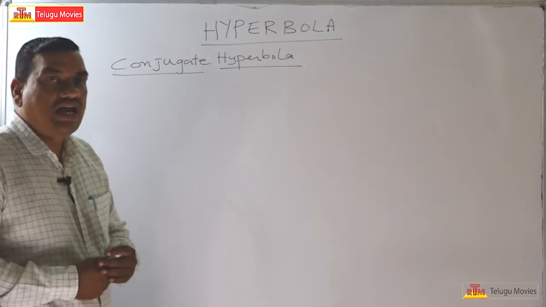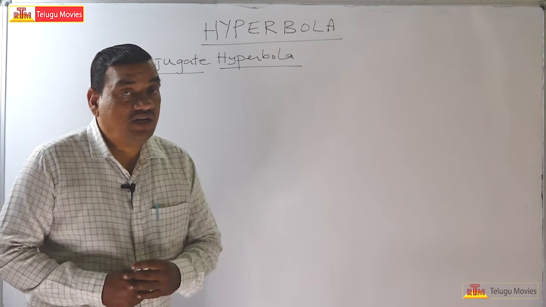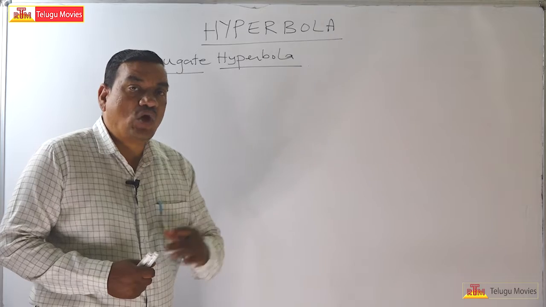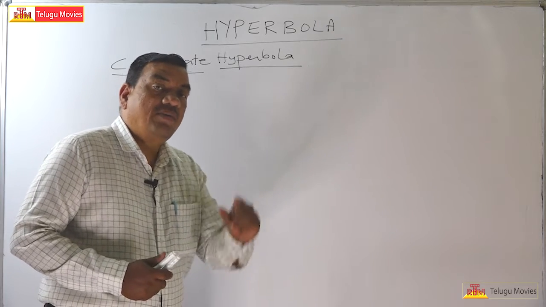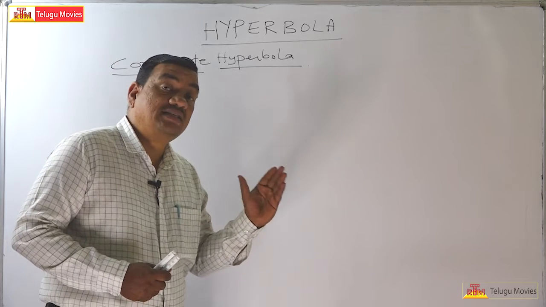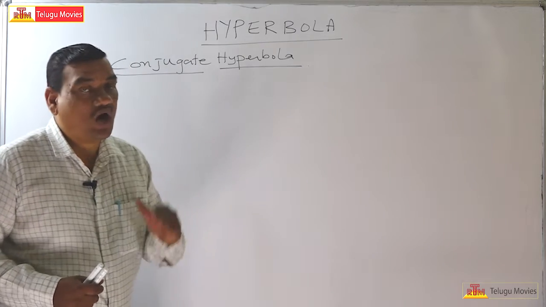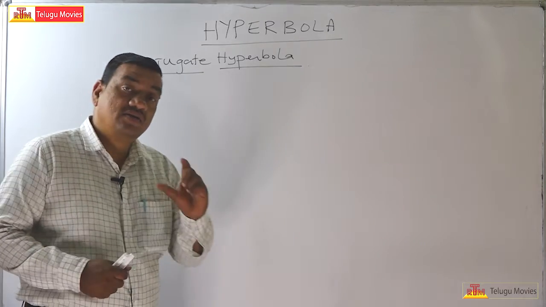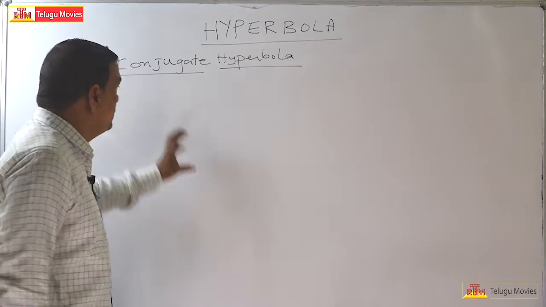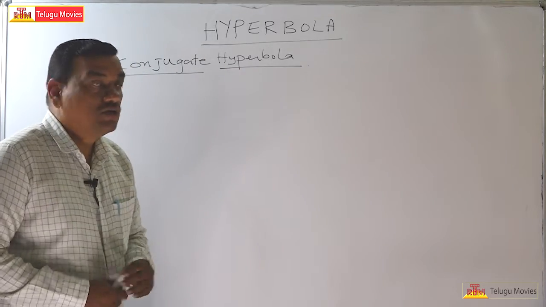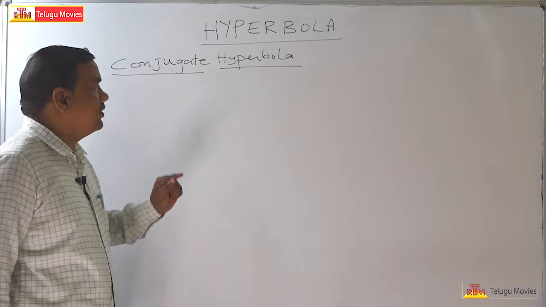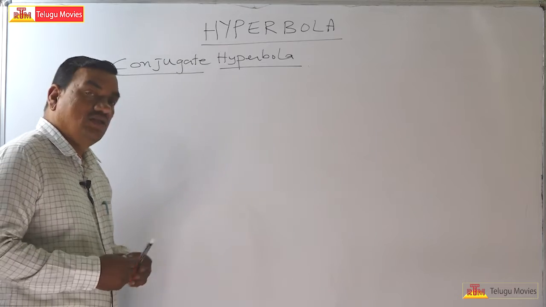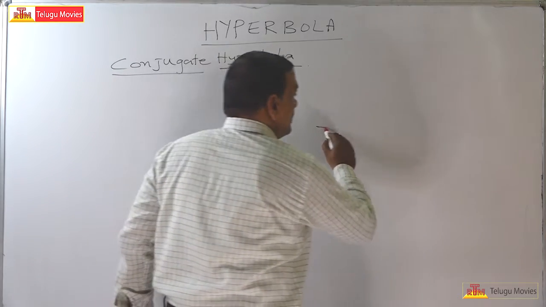In the previous class we discussed the equation of the standard form of the hyperbola and a few concepts, given a point, how it lies outside, inside or on the hyperbola. Now I am going to explain one type of hyperbola, that is called the conjugate hyperbola. What is this conjugate hyperbola? Let us see the definition.